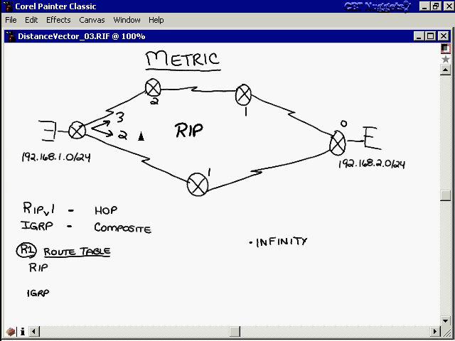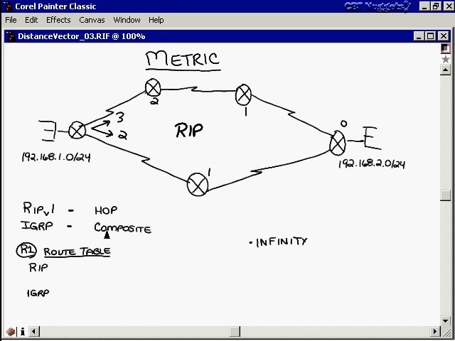So when we look at the routing table, if we're using RIP version 1, it's a pretty easy decision. We go down this path here because it's 2 hops away rather than 3. It doesn't take into account what's really happening on the wire. It's kind of a real-time analysis, and that's where IGRP comes in.